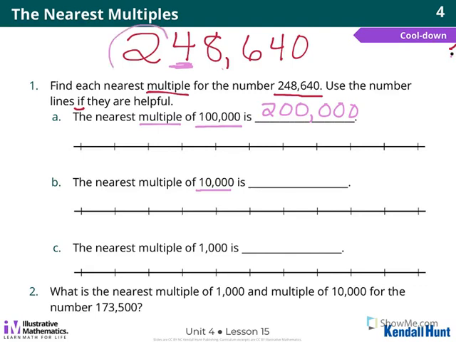A lot of you guys just thought of it as 40,000 or 50,000. But you guys, there's another 200,000 we can't forget about. So my nearest multiple, well, 48,000 is closer to 50,000 than 40,000. So my nearest multiple would be 250,000.